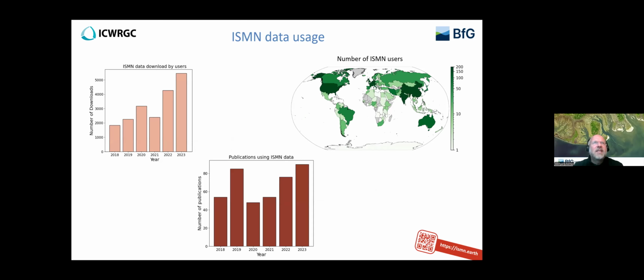Just a bit of statistics, the data usage that we have, you see on the left side, downloads by the users going up every year. And also we have between 60 and 80 publications really using the ISMN data, not just mentioning, really working with the data that is downloaded from our service. And on the top right, you see the distribution of our users, again, the US, India, Europe, China, and Australia.